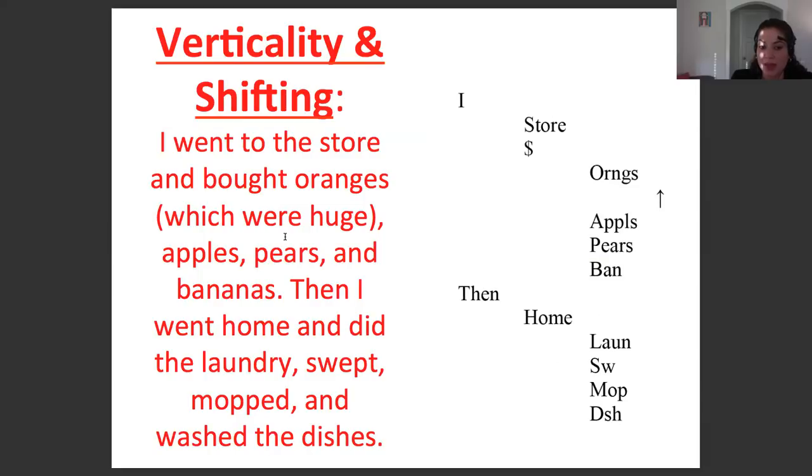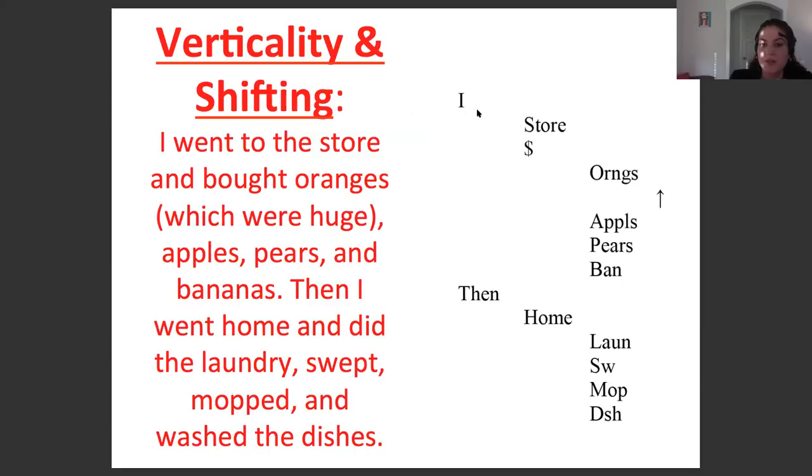I'm going to be reading the red text, and I want you to follow with your eyes the black text. So eyes over here on the right side of the screen. I went to the store and bought oranges, which were huge, apples, pears, and bananas. Then I went home. I did the laundry, swept, mopped, and washed the dishes.